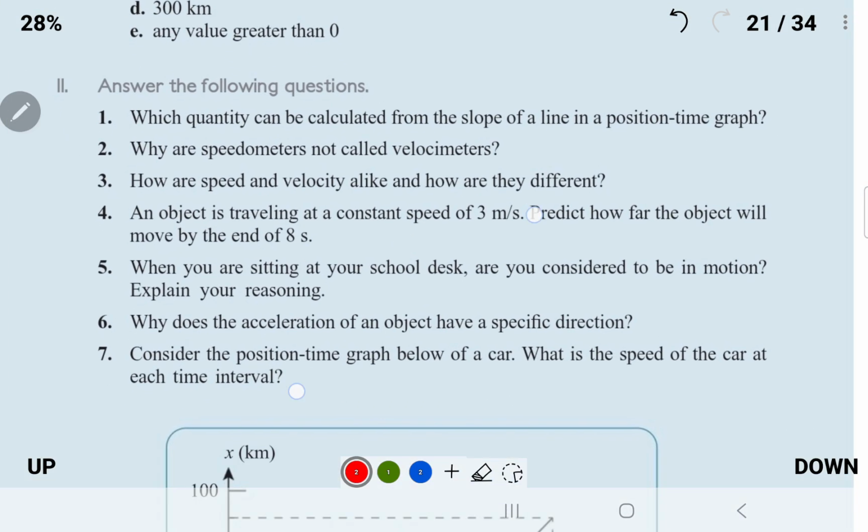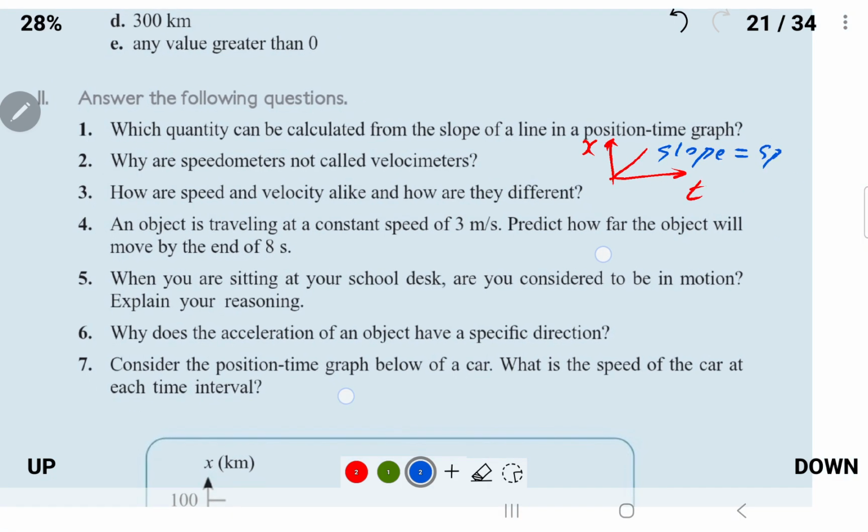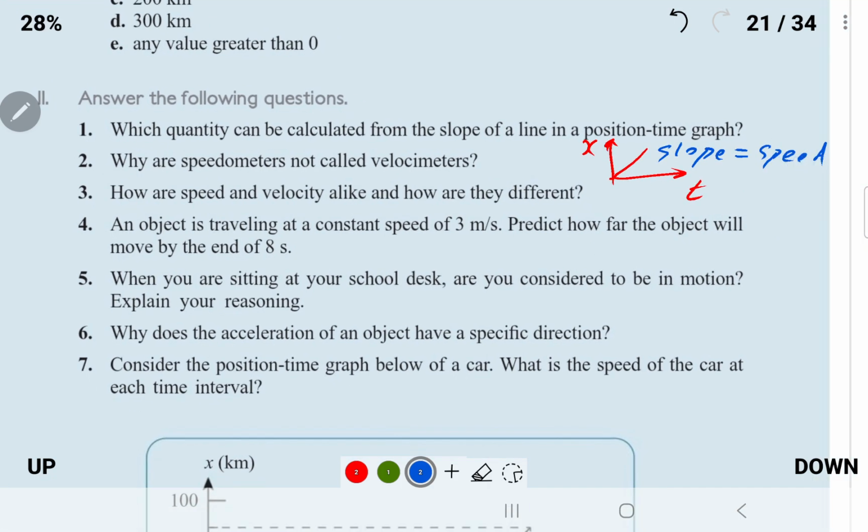Second part of the exercise. Which quantity can be calculated from the slope of a line on a position-time graph? So in case you have a position-time graph, x versus t, the slope of the line would be speed. Slope equals speed or velocity. Of course, speed and velocity are the same thing in case the motion is in a straight line.